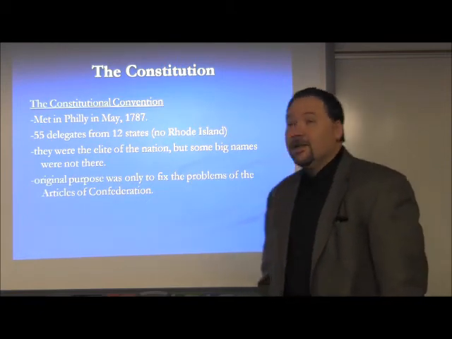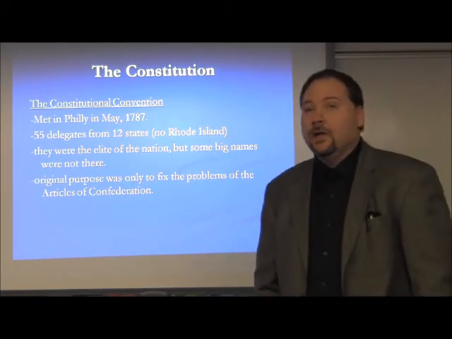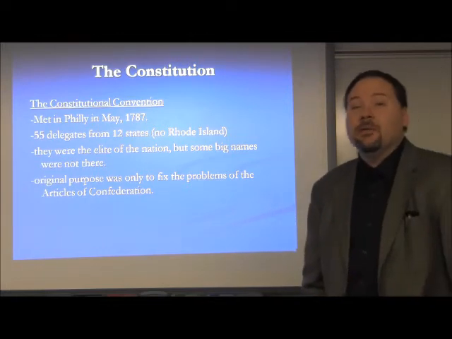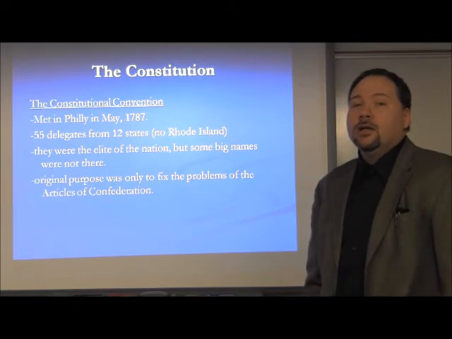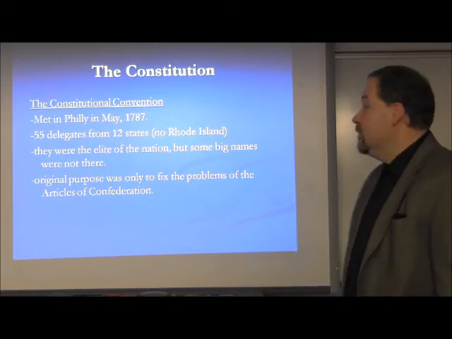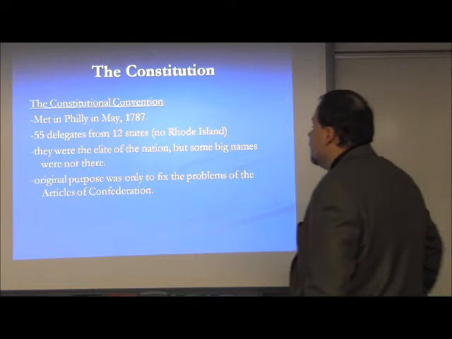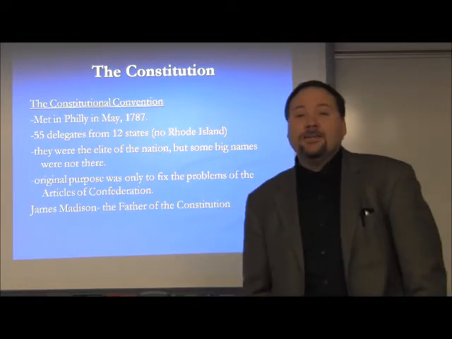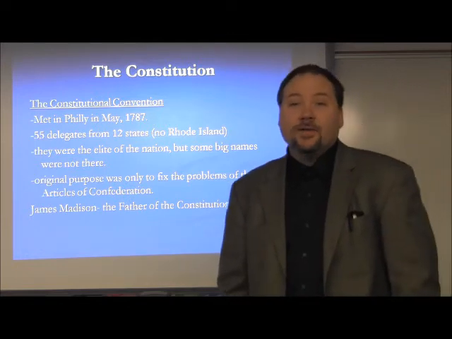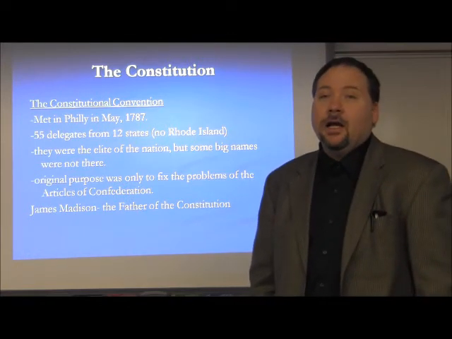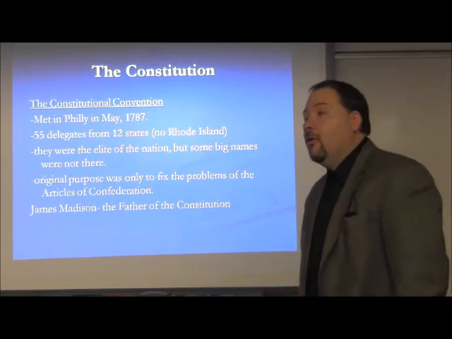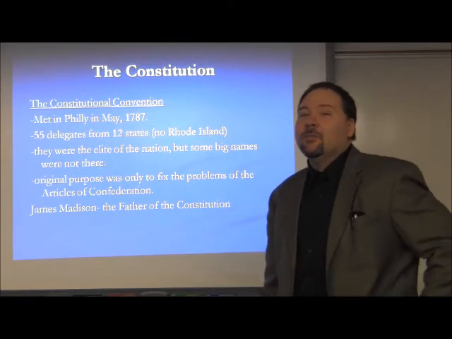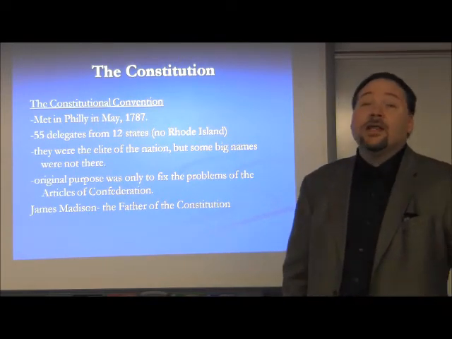The original intent of the meeting was just to fix the articles. Okay? They didn't have the power. They were given the permission to meet and discuss, but they were not given permission to write a new government, which is what they ended up doing. Their original purpose was only to fix the problems of the articles, but basically James Madison, who was known as the father of the Constitution because many of his ideas got put into the new government, when it was decided that they're going to have a convention and meet, he started mapping out all the reasons why we got to get rid of the articles altogether.